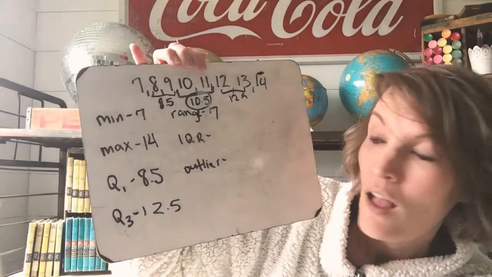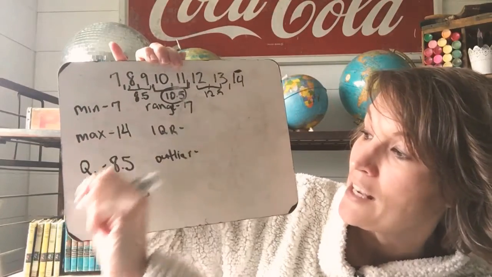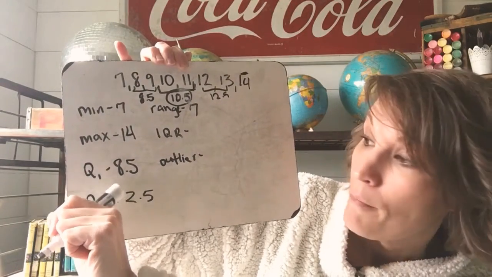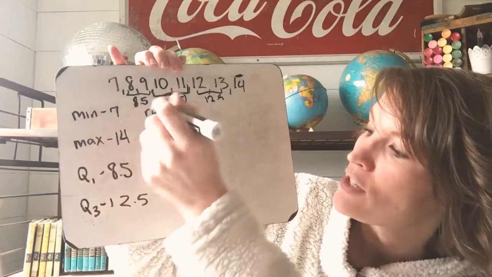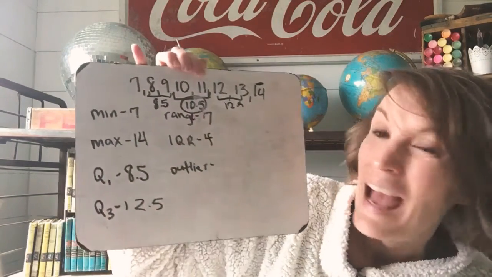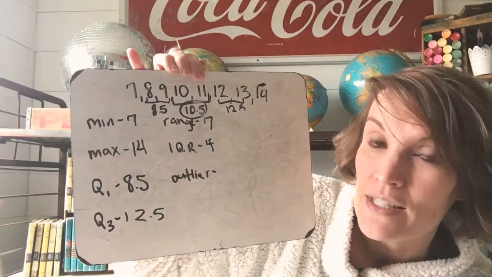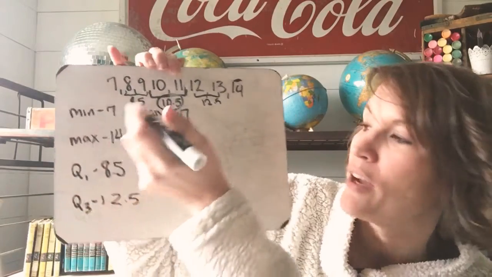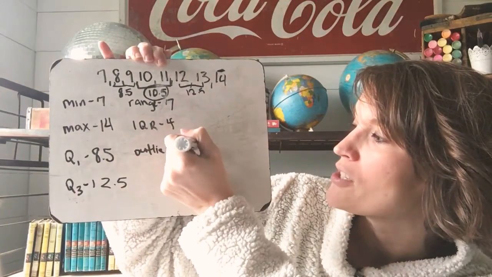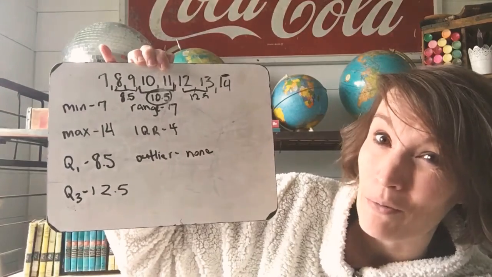See that? When I'm finding the interquartile range, I take Q3, third quartile, minus first quartile, which gives me 4. And then are there any outliers? Is there anything that's just way high, way low? No, everybody's pretty much the same, so there's none. Remember, we don't put 0, we put none, because 0 and none are very different.